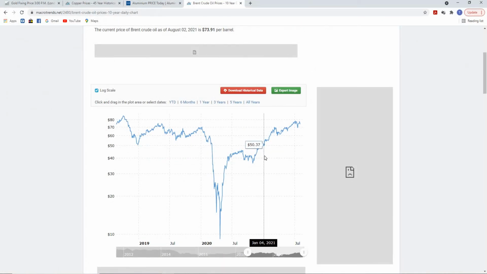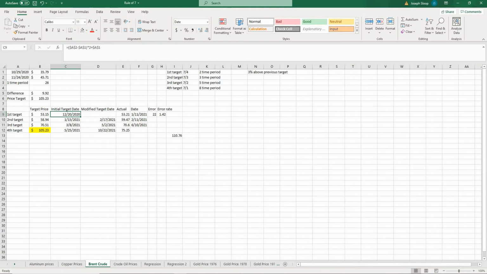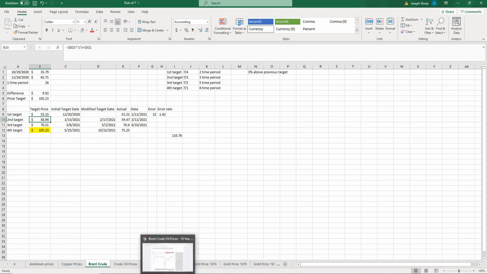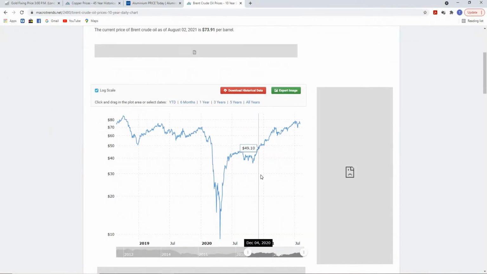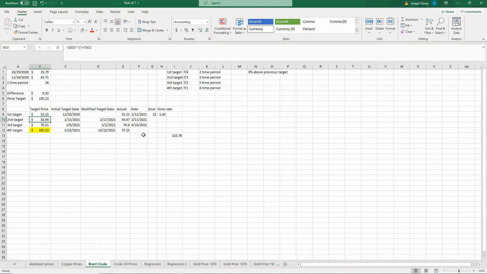And sure enough, right after 2020, in January of 2021, we achieved past that target of 53.15. I have it recorded here that we achieved it on 1/11/2021. So that being said, we were a little bit behind, so my modified target date kicked in and said on February 17th, we should hit a target price of $58.94. So sure enough, we go to February, and in early February, we achieved that target. So we're right on the dot. On February 11th, we surpassed that target.